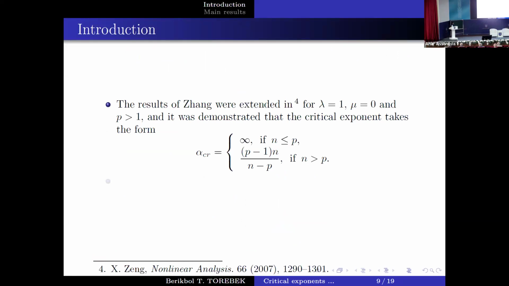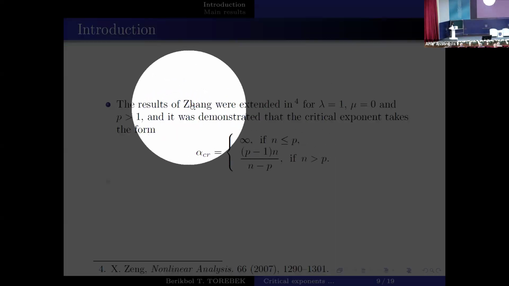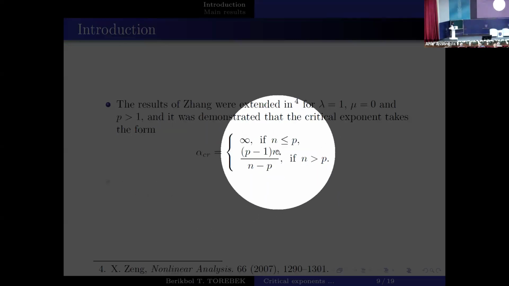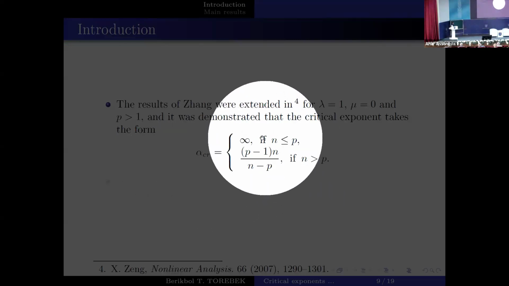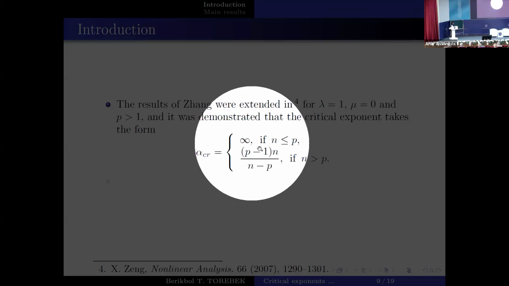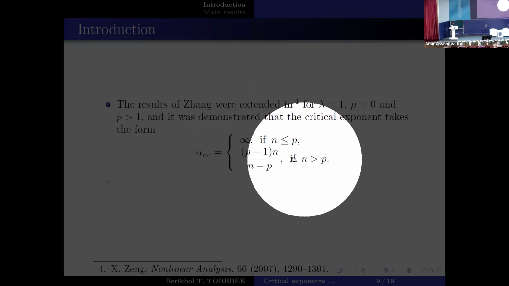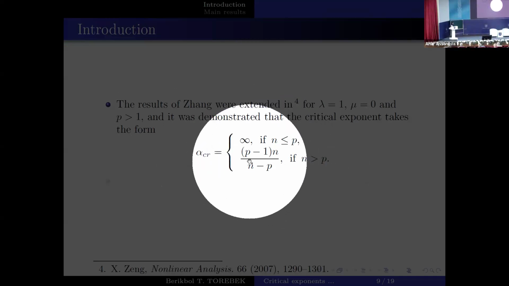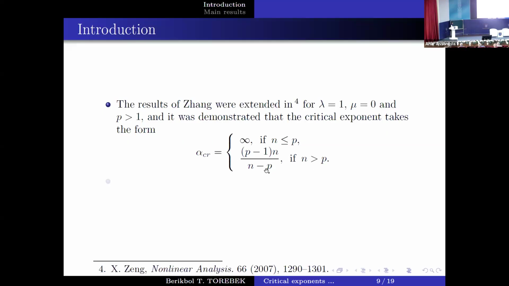And yeah, in 2007, Zeng considered the p-Laplacian extension of Zhang's results. And he also found this kind of critical exponent. When n is less than p, then the critical exponent will be infinite. When n is greater than p, then there is a critical exponent like this: (p minus 1) n divided by (n minus p).